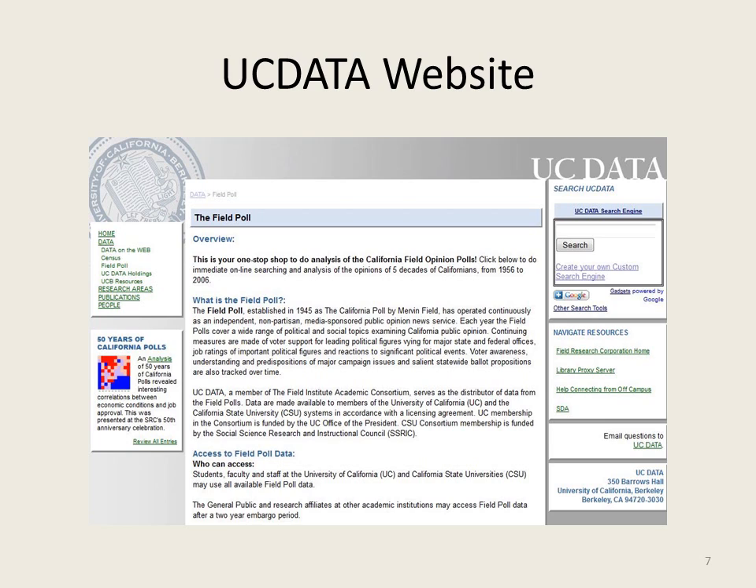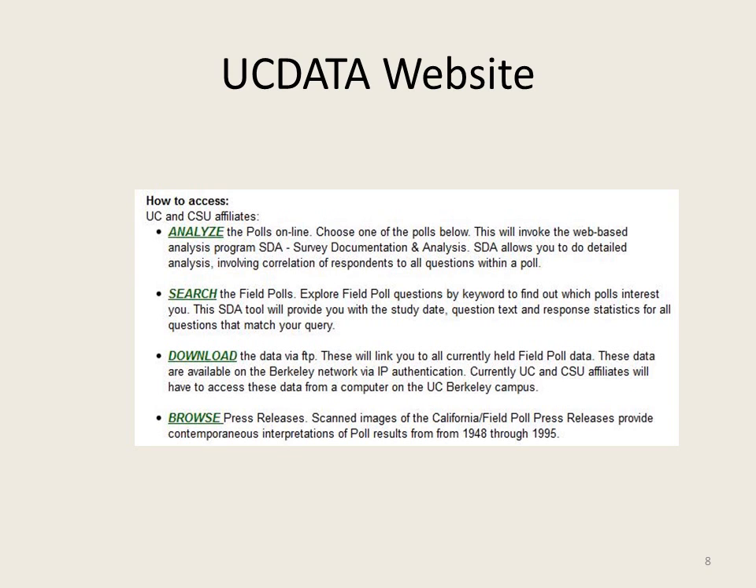This is the field poll page of the UC Data website. It describes what the field poll is, and it describes access to the field poll data. This is the bottom half of the field poll page on the UC Data website. You can analyze, search, download, or browse the field poll data. Click on whichever you want to do.